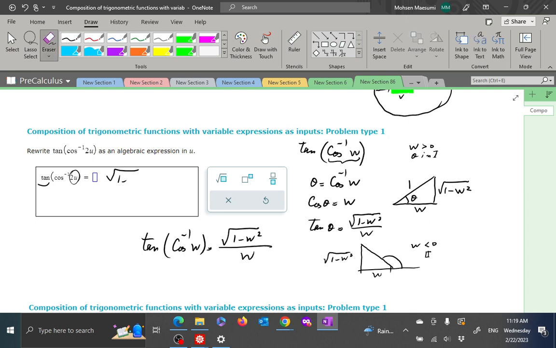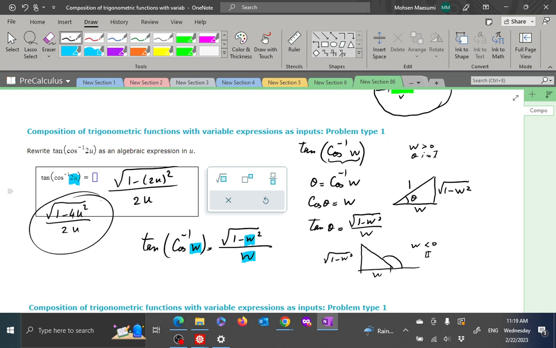And let me erase this. And then at the end we come and do a substitution. If you have anything else for w, just do a substitution. Make sure you do the substitution across the board in all the places. So I'll have radical 1 minus (2u) squared over 2u. And if you want to remove the parentheses, the answer becomes radical 1 minus 4u squared over 2u. Either of these two will be fine.